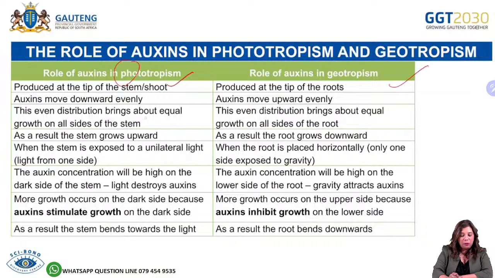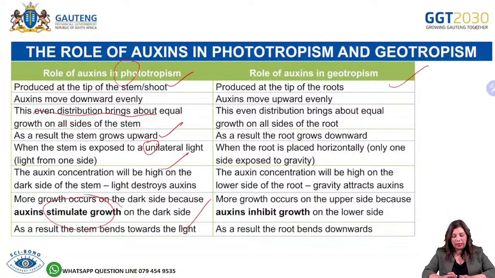It moves downward. There is even distribution because of the pull of gravity, and also remember, the auxins are diffusing into the phloem. And the stem grows upward because auxins cause cell elongation. Unilateral light is a single light from a single direction, and the auxin concentration will be high, and then we know that they stimulate growth and it is bent towards the light.